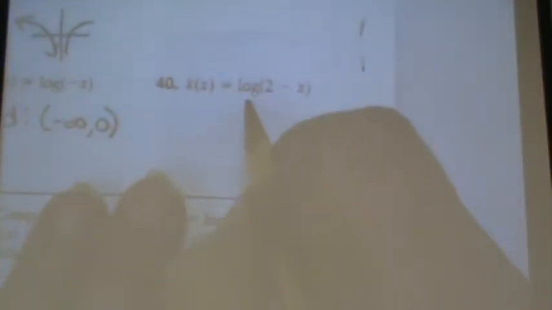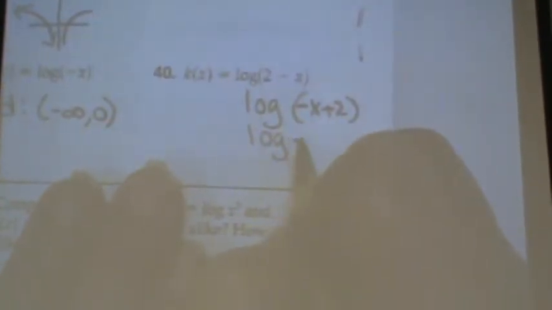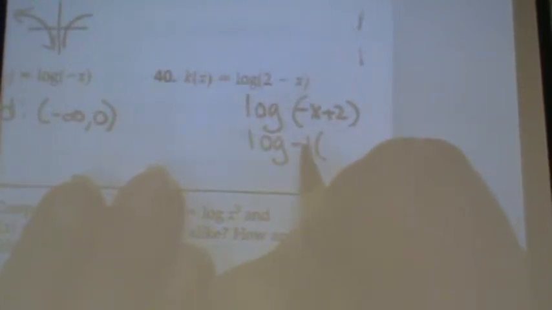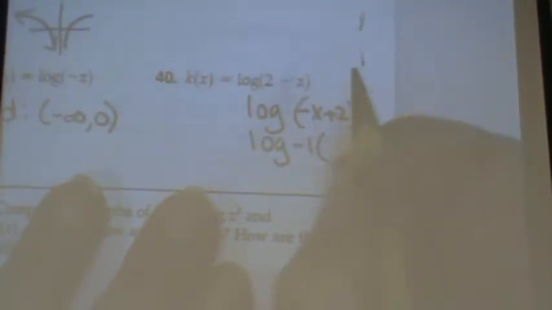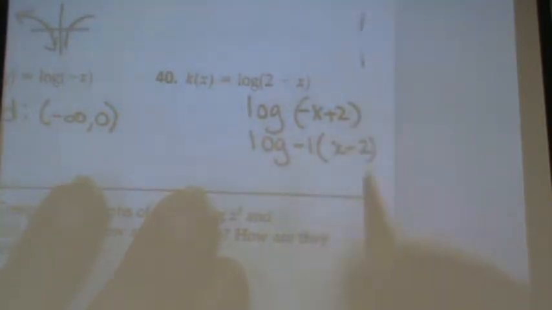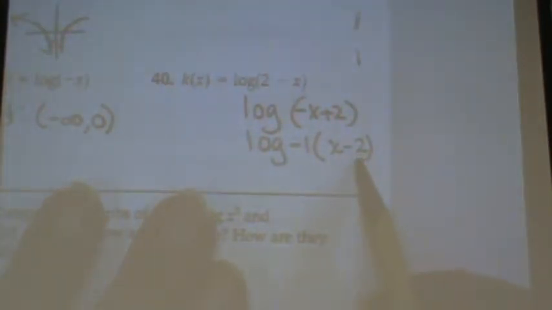And for 40, you want to rewrite this as the log of -x plus 2, take out a -1, which means reflection over the y-axis, and then x minus 2. You have to pull out a -1 here. So this is going to be shifted 2 units to the right. So your domain for this one is going to be -∞ to 2.